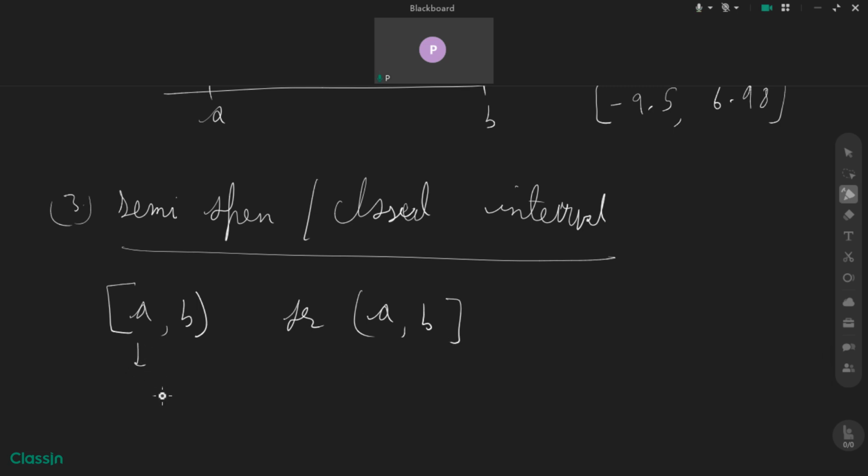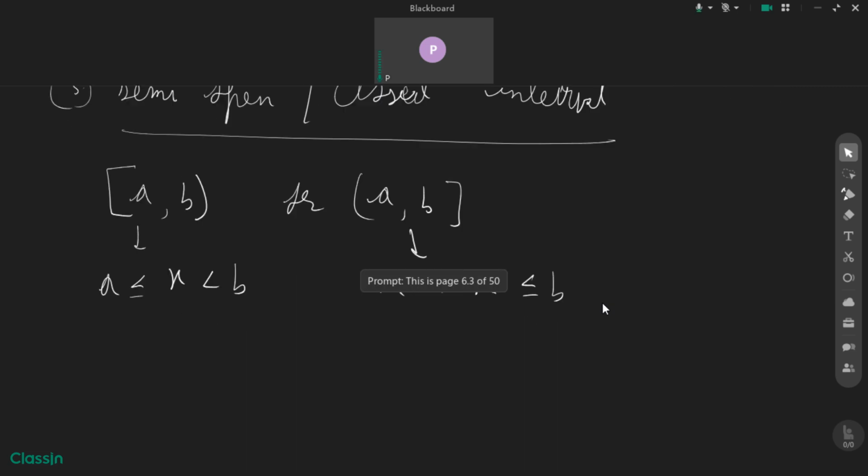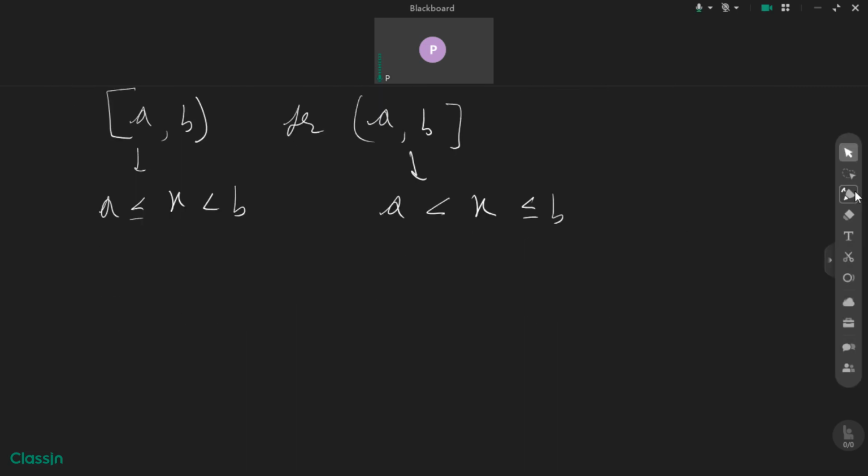The first represents the set of all real numbers x that are greater than or equal to a and less than b. The second represents the set of all real numbers x such that x is greater than a and less than or equal to b. Let's take some examples of it. We'll take just two examples.